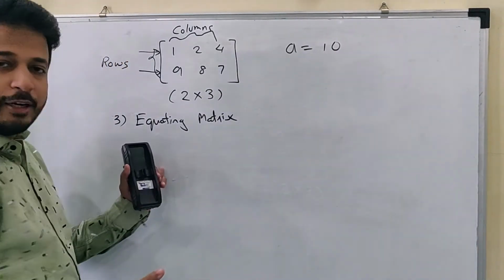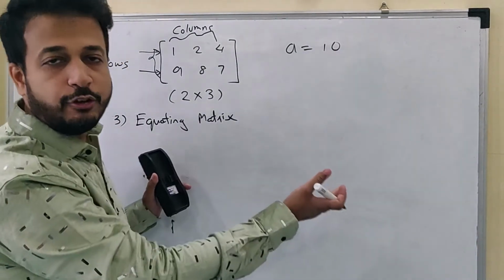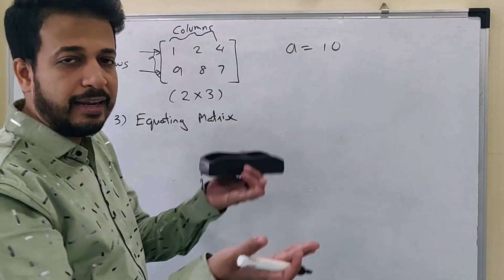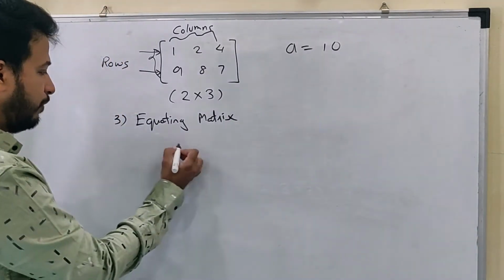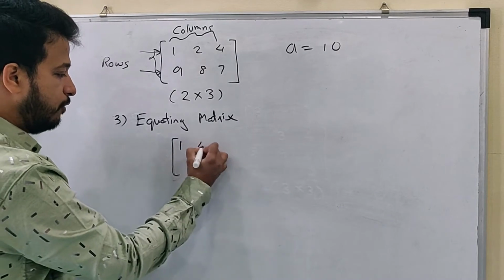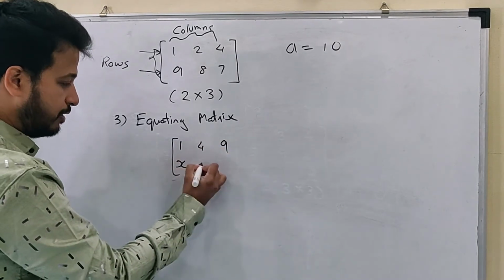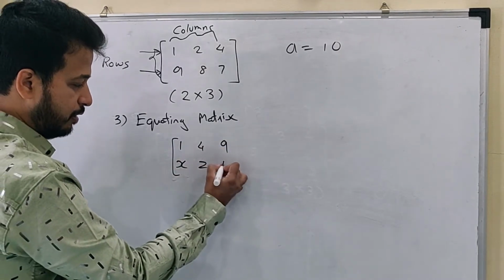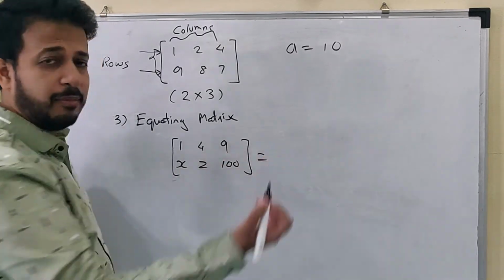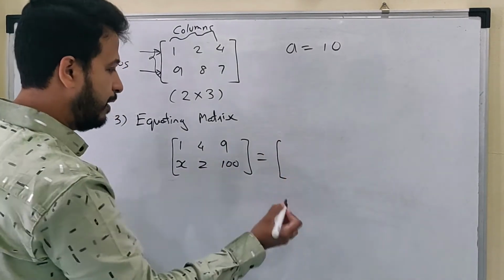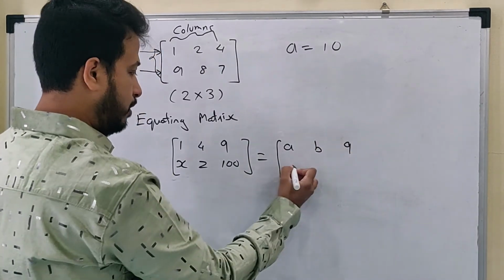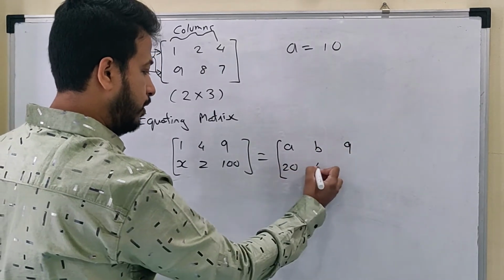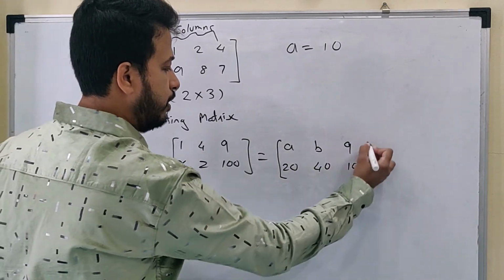If here it is a 3 by 2 order matrix, then there also has to be a 3 by 2 order matrix. So I can equate two matrices which are of the same order. Suppose I have taken a matrix like 1, 4, 9, X, Z, 100. I have taken any random numbers. And here there's a matrix like A, B, 9, 20, 40 and 100.